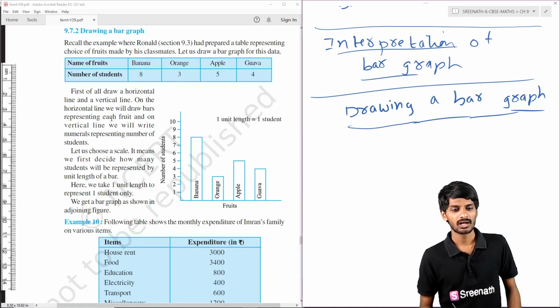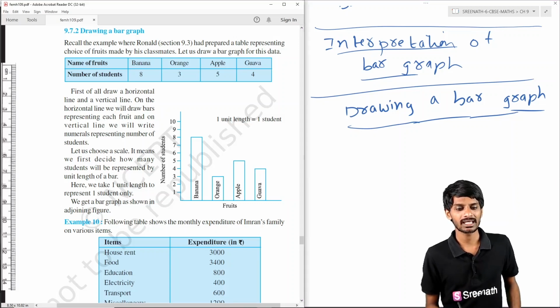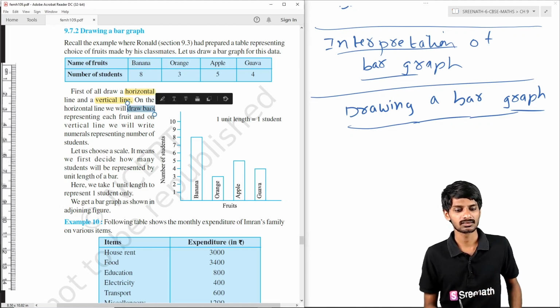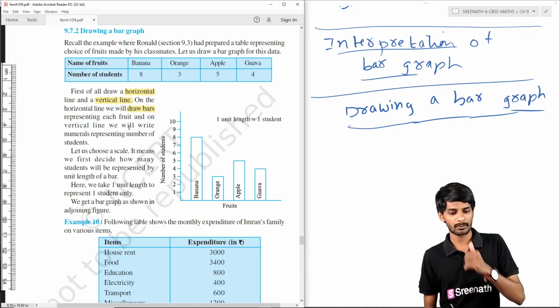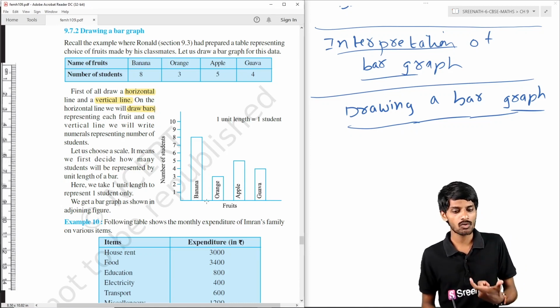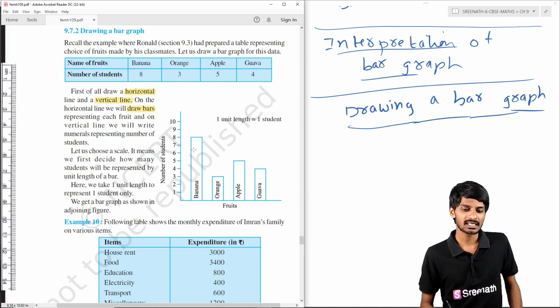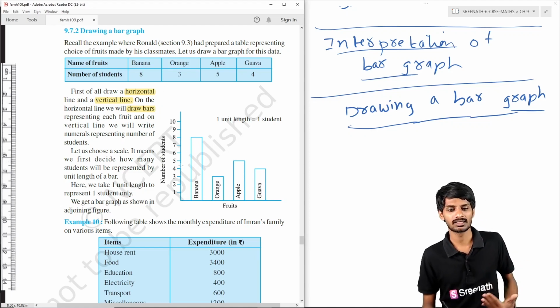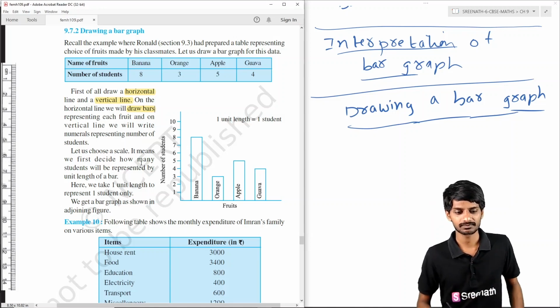So first, if you want to draw, the first thing is we have to draw a horizontal line and a vertical line. After that, we have to draw bars representing each fruit. Each bar is for each fruit. There are 4 fruits, so we have to draw 4 bars, and the bars must have equal width and equal space between the bars, and the length of the bars will show how many students like each fruit.